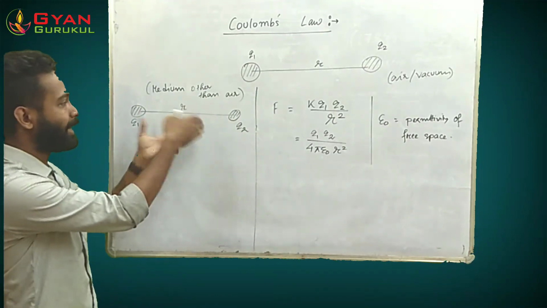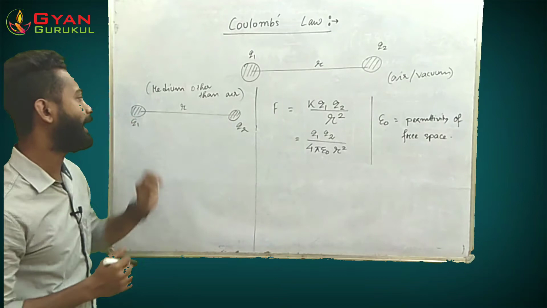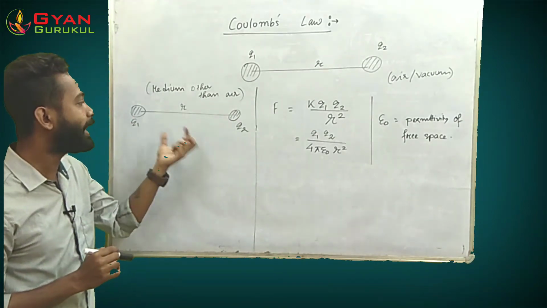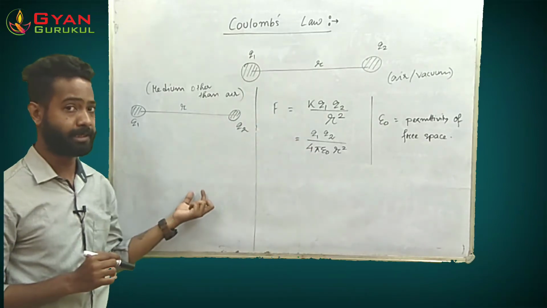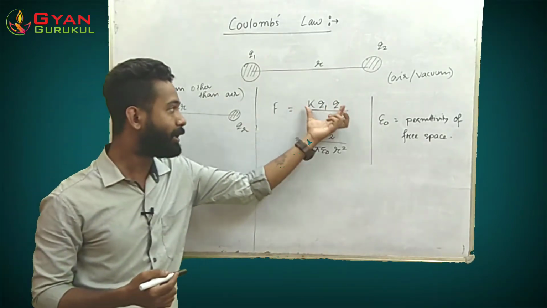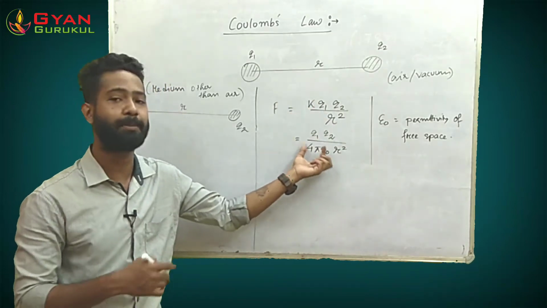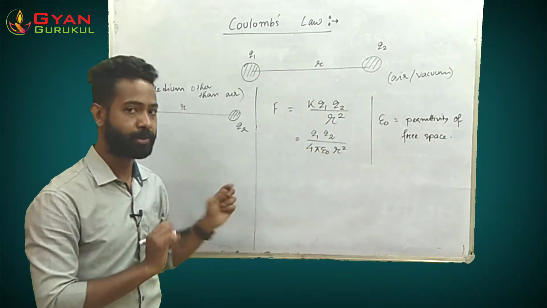the medium can be anything other than air. Now what would happen? Since the medium has changed, we cannot use epsilon naught in this case. Hence, you cannot write the expression as k q1 q2 upon r square, because k represents 1 by 4 pi epsilon naught, and epsilon naught cannot be used in this case.